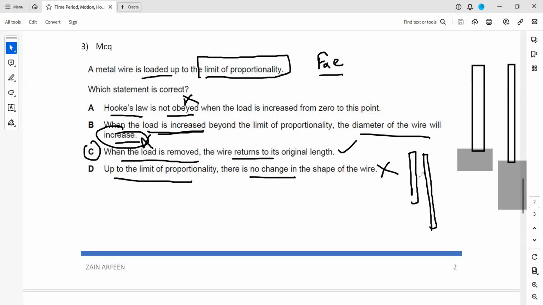According to Hooke's law, when you increase a force, the object will also stretch. So force and extension are directly proportional. Applying more force, the object will show a greater change in length. So if the length is changing, the shape will also change. Is this one clear?